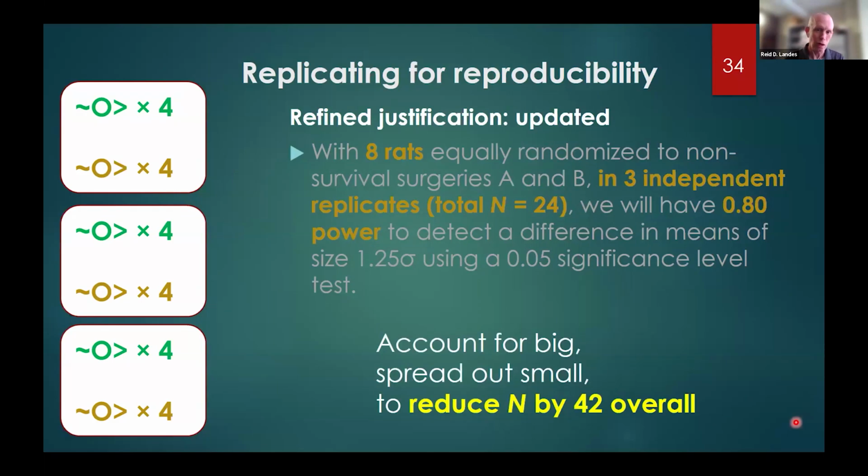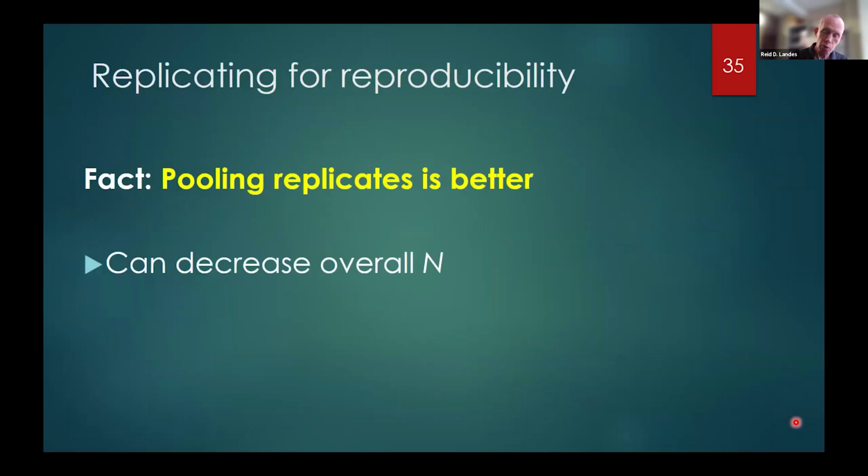Nice. So we've accounted for the replicate. We've spread out our animals among these replicates, and we've reduced our overall N by 42. So it was about a third of the total originally asked for, 66 animals. So we're just a little bit more than a third of the original with 24 animals overall. So when we pool our replicates appropriately, it's better than analyzing these replicates independently or not accounting for the replicates in there, and we can decrease our overall N.